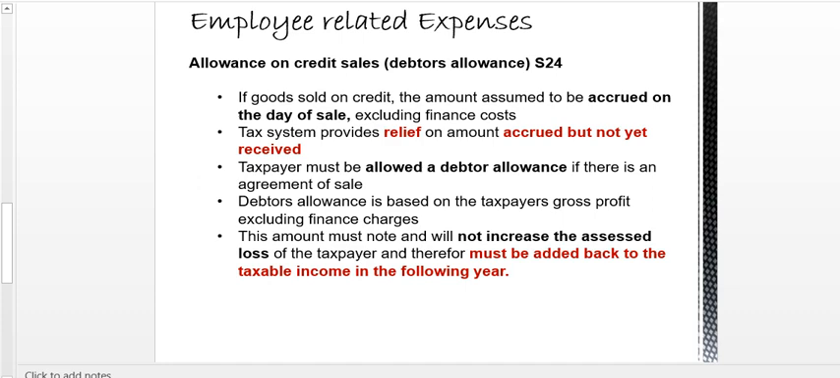So this amount must be noted and will not increase the assessed loss of the taxpayer and therefore must be added back to the taxable income in the following year. Okay, so essentially any debtor's allowance, that is an allowable deduction, but again you have to add it back during the next financial year or the next year of assessment.